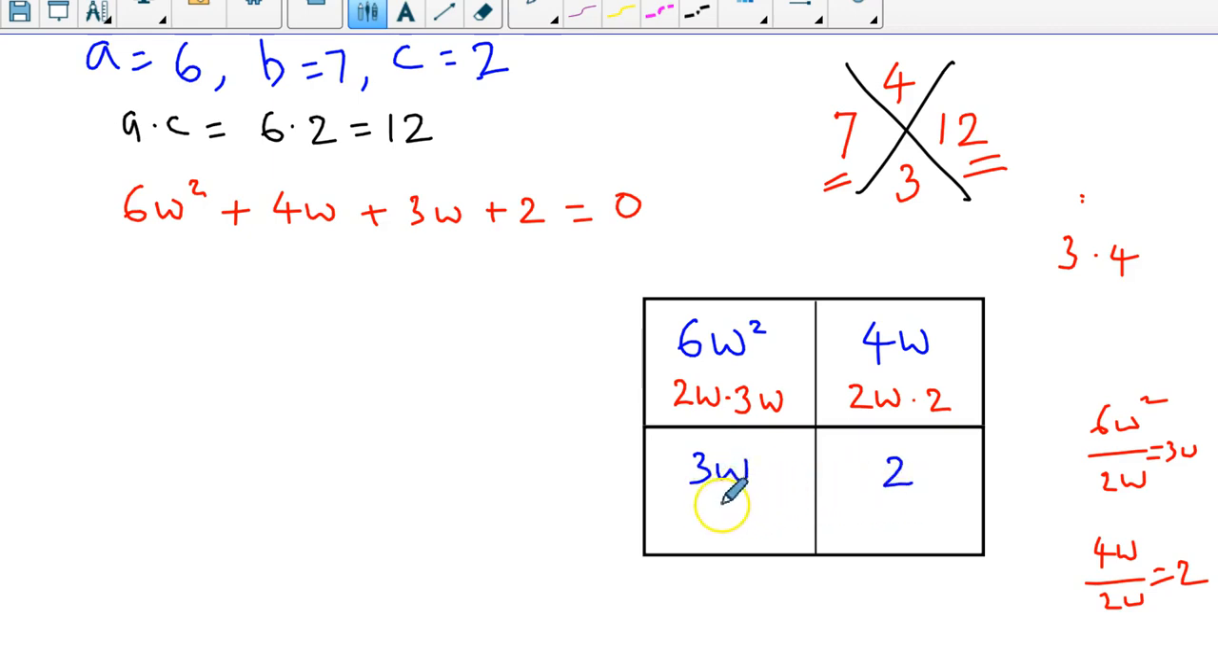What is the common factor between 3 and 2? They are co-prime. That is, there is no common factor between those two. When nothing is existing, take 1. 1 is the common factor. Make use of 1, and here w, and there is no w also. Just 1 is the common factor between these two terms. So 1 times 3w, and in this also I'll write just 1 times 2. 1 times 2 is 2 only.